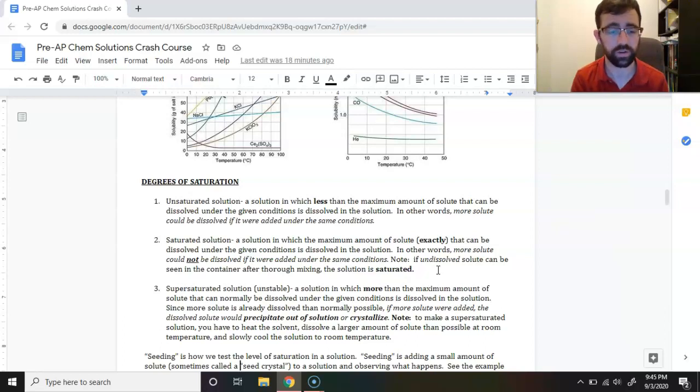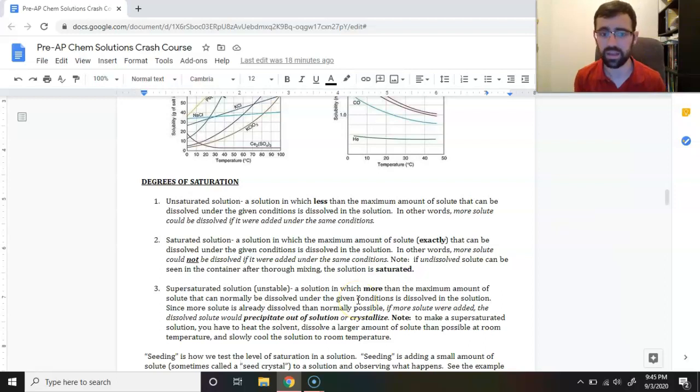Supersaturated is weird, okay? So supersaturated is the one that is unstable. It's a solution in which more than the maximum amount of solute that can normally be dissolved under the given conditions is dissolved in the solution.